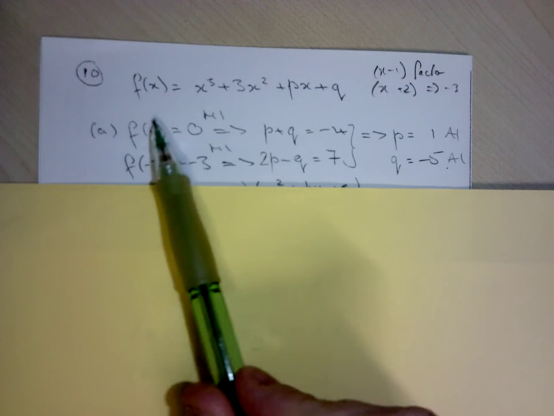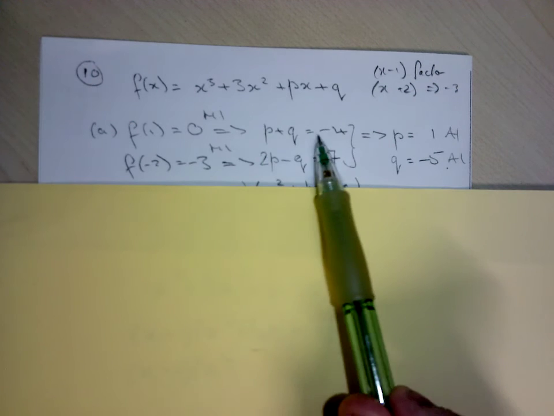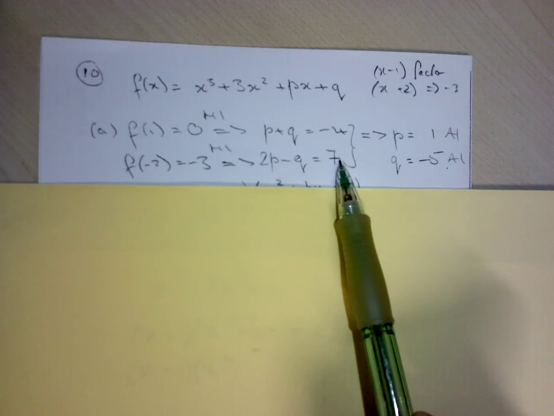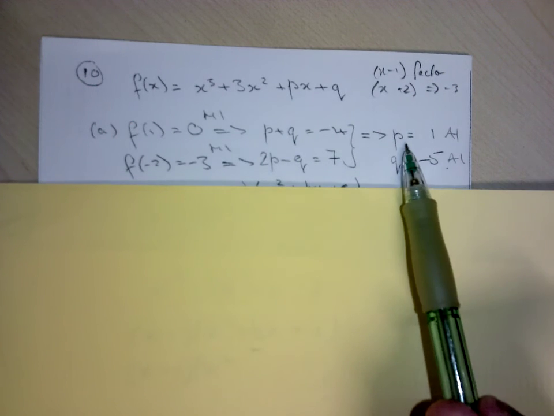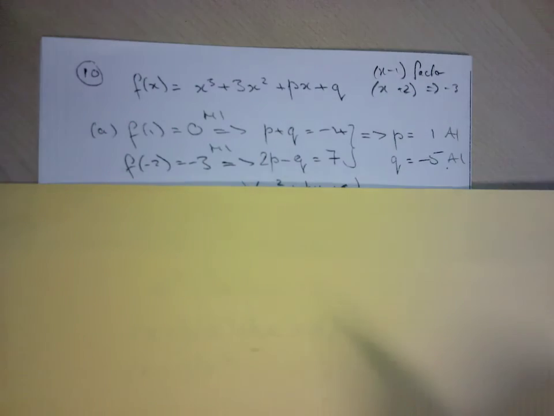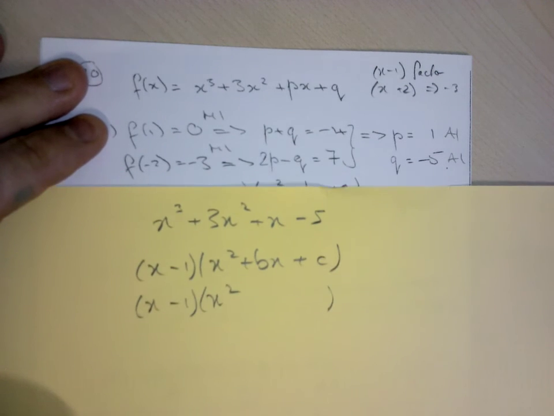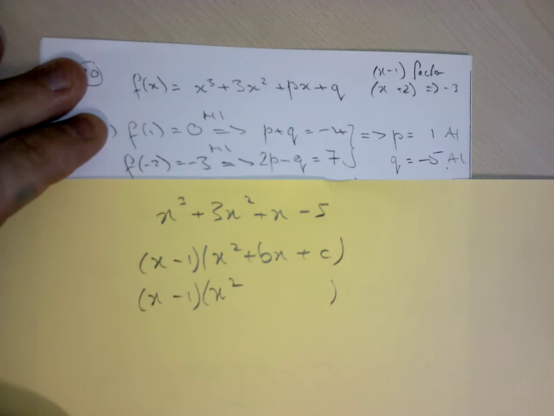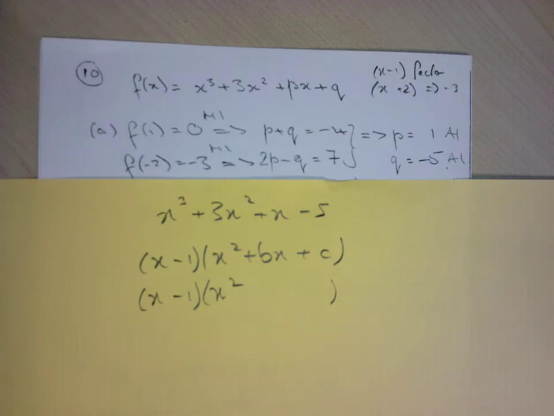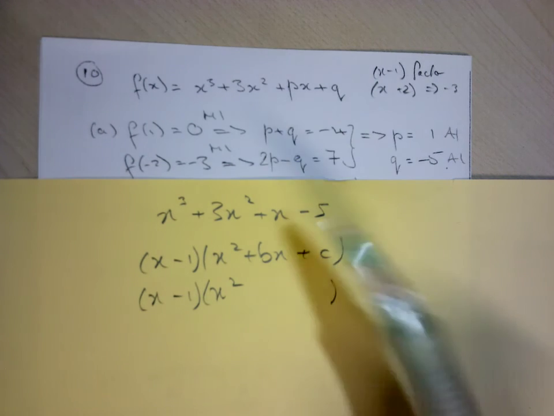So substitute the appropriate value in. Each gives you a relationship with p and q, which you will solve to get p is 1 and q is minus 5. So factor remainder theorem for part A. Part B asks us then to factorise it. A number of ways in which you can do this. This is the way that I would go here.